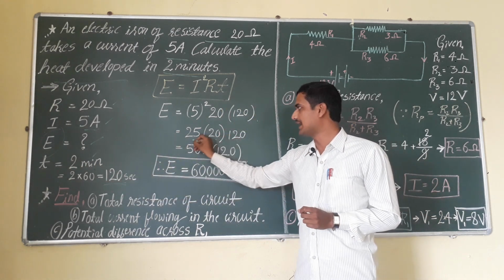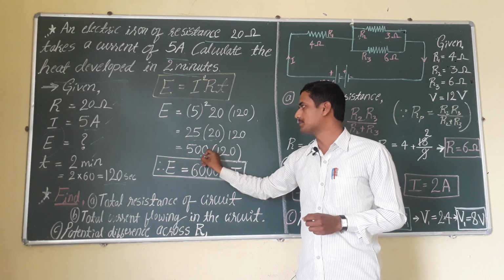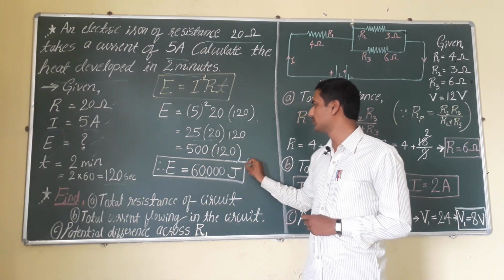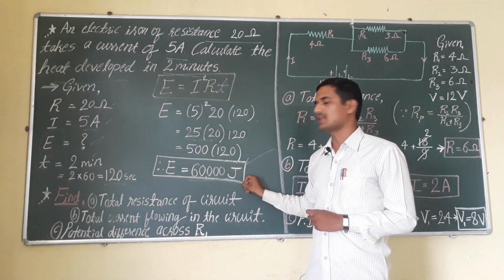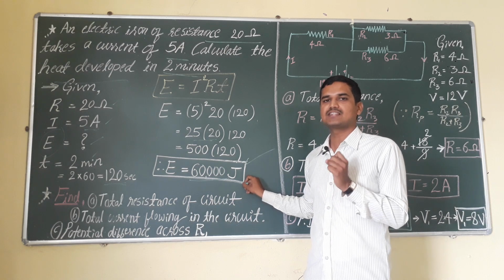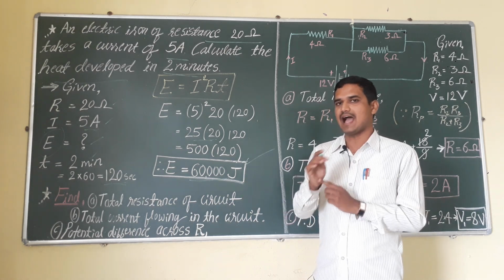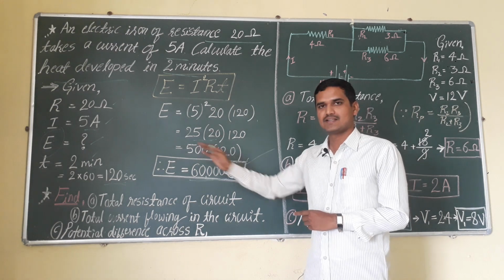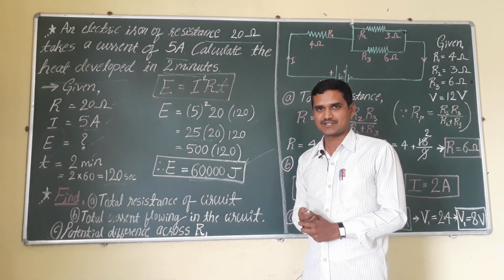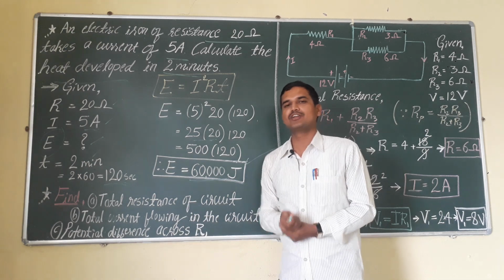So by multiplying 25 into 20, it becomes 500, and 500 into 120, finally you will get the answer as 60,000 joules. So 60,000 joules is the amount of heat generated by the iron box. So this is the solution of the first question. And now let's go for another numerical session.